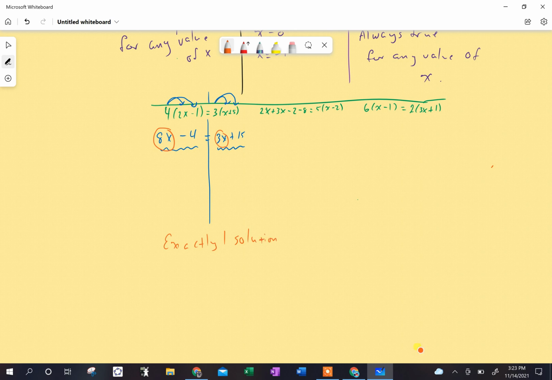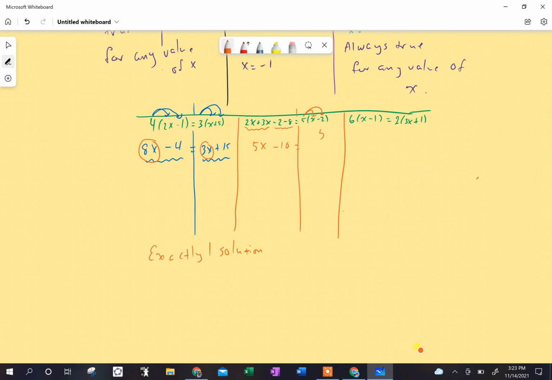I'm not going to. Let's take a look over at this one. Here I have 2x plus 3x minus 2 minus 8. So 2x plus 3x is 5x. Negative 2 and a negative 8 is a negative 10. Equals 5 times x is 5x. 5 times a negative 2 is a negative 10. So, let's write this so you can actually read it. Oh, goodness me. 5x minus 10.